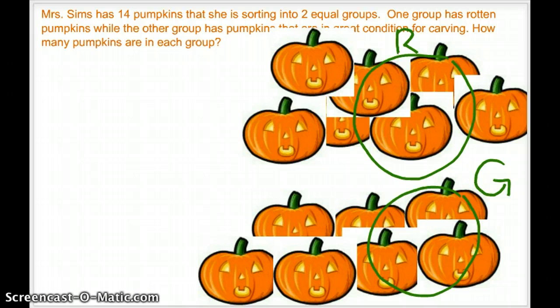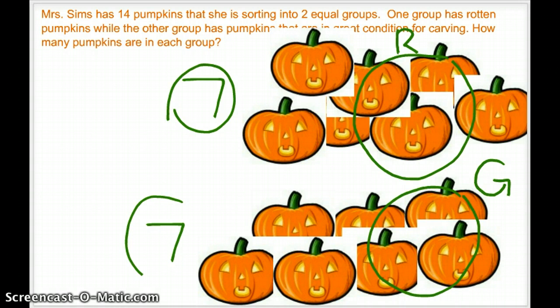One, 2, 3, 4, 5, 6, 7. And 1, 2, 3, 4, 5, 6, 7. So how many pumpkins are in each group? The answer is 7.